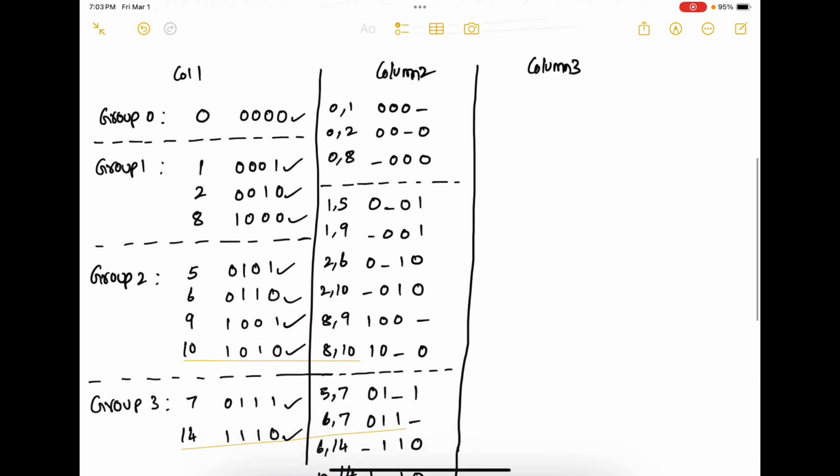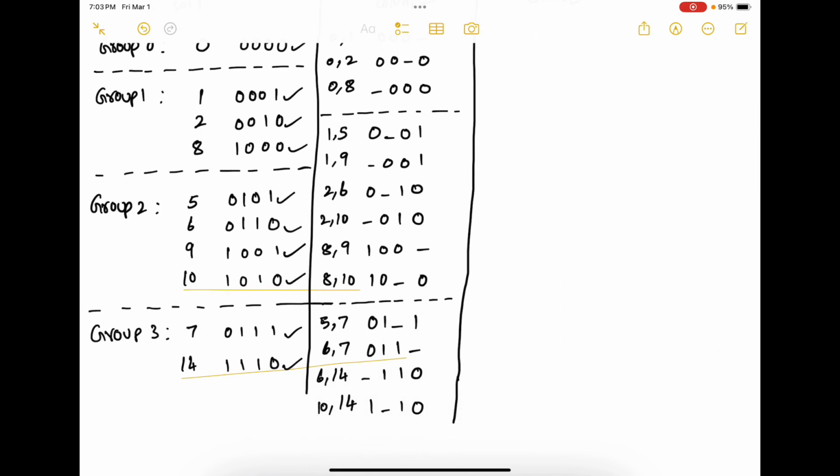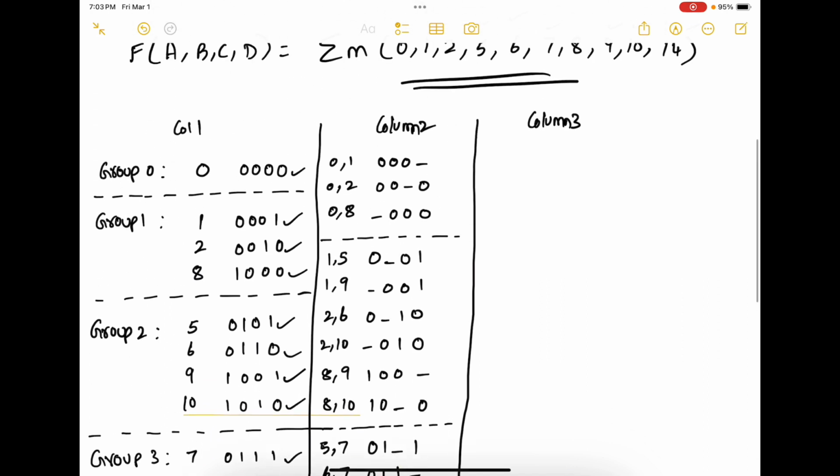Observe this more closely. The first group in column 2 has 0 number of ones. The second group has exactly 1 one. And the third group has 2 ones. In column 3, we are pretty much going to do the same thing as we did for column 2. Compare the adjacent groups and only pair them up if there is a 1 bit change. The other rule is even the dashes have to match up.